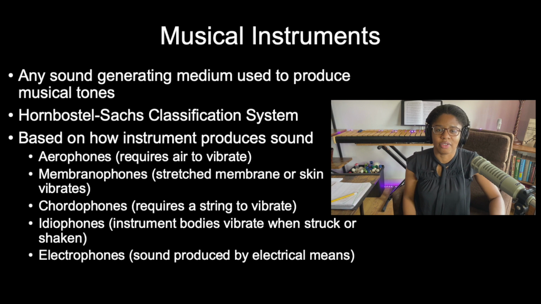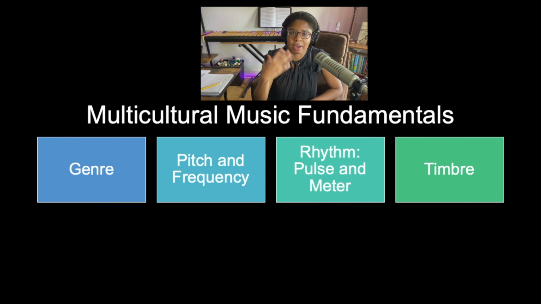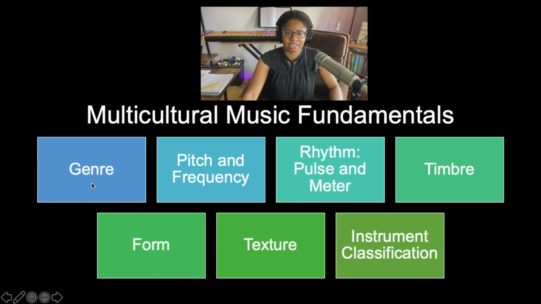Okie dokes. So that is it for our multicultural music foundations. We've talked about things like pitch and frequency. Of course, rhythm, timbre, form, texture, instruments. The only thing we didn't talk about yet is the idea of genre and style. But the one thing to realize is that all of these other elements that we've discussed play an important role in helping us understand what a particular music genre is or a particular music style.